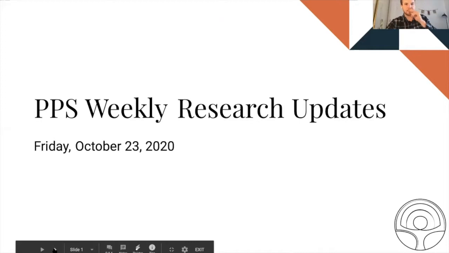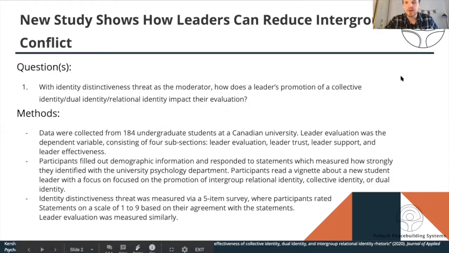So this week, the research study that I focused on, the way I titled it was, New Study Shows How Leaders Can Reduce Intergroup Conflict. And essentially what this study was about was looking at the relationship between how a leader promotes a group's social identity, and how the people in that group evaluate the leader based upon their own identity distinctiveness threat.